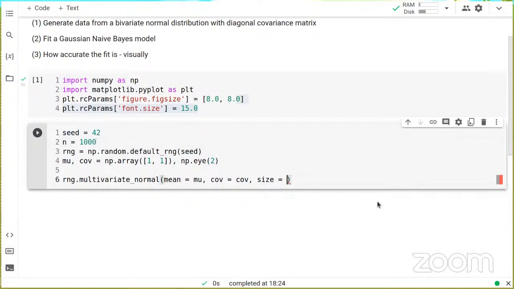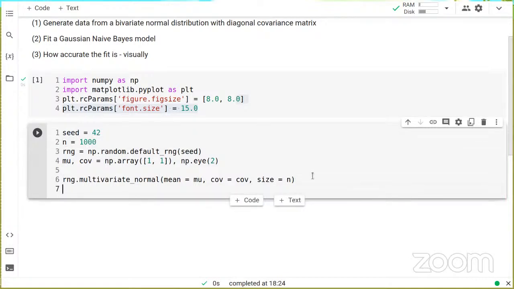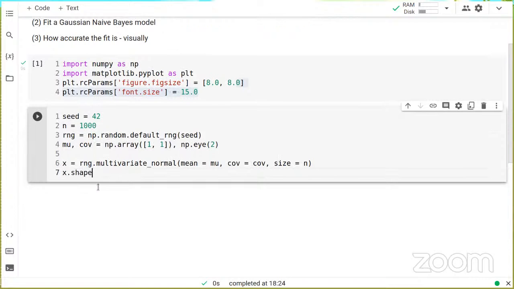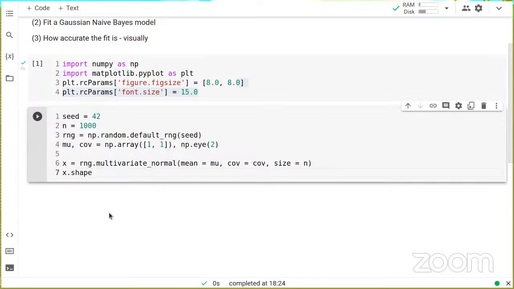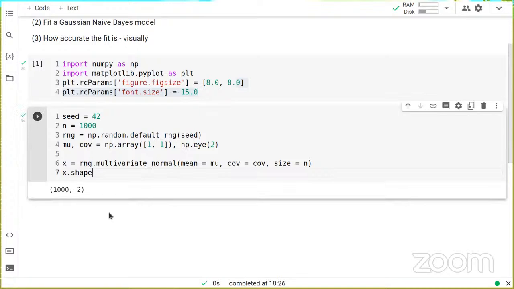Okay, so I have generated this. Let me call the points x. So can someone tell me the size of x? What will be the size of x.shape? If I run this, what will I get as output? 1000 comma, right? Okay, 1000 comma what? 2. Okay, 1000 comma 2, is it? Let's see. Correct, right? So I hope this is clear to all of you.